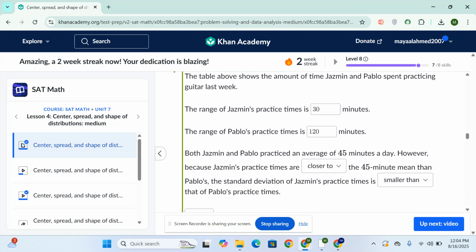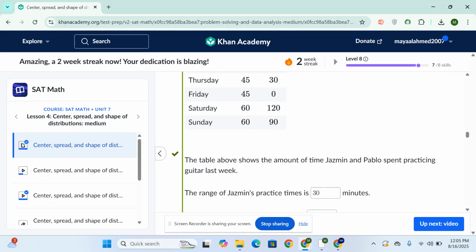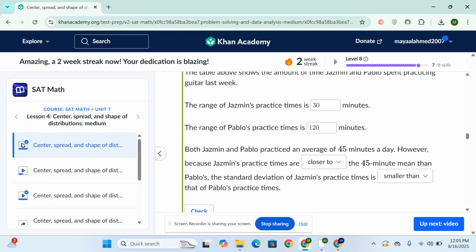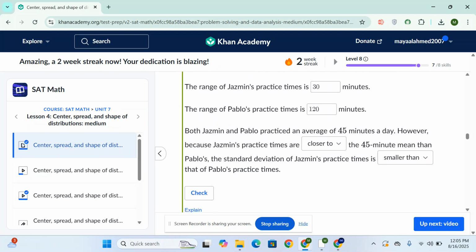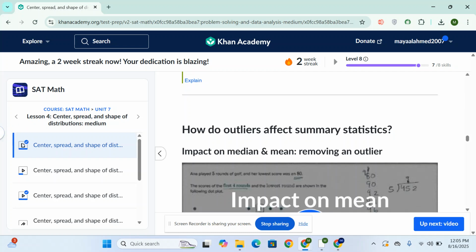Then they've said that both Jasmine and Pablo practiced an average of 45 minutes a day. However, because Jasmine's practice times are closer to 45 minutes, we know that Jasmine's standard deviation is smaller. So the standard deviation of Jasmine's practice times is smaller than that of Pablo's practice times. So that's pretty much it.